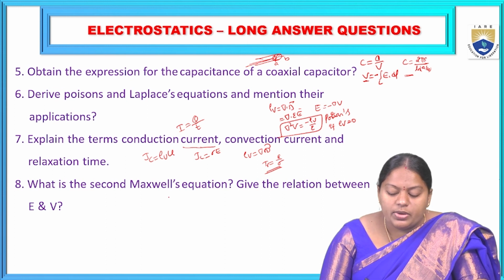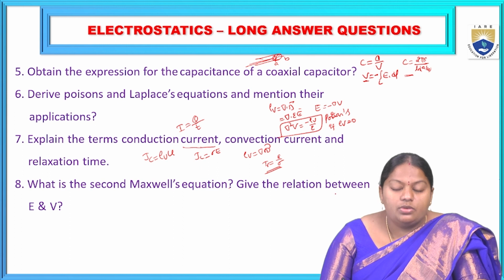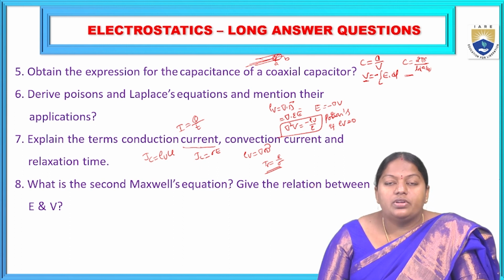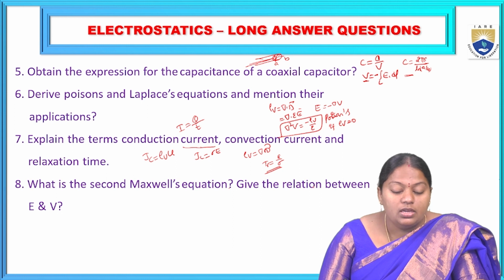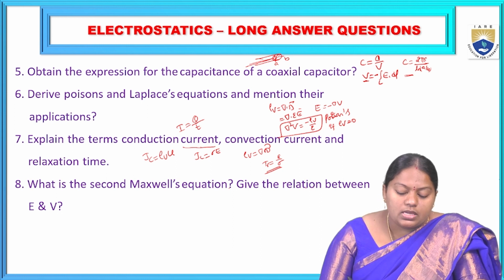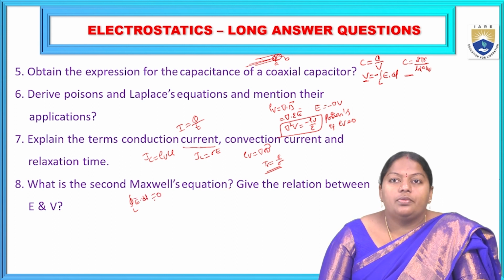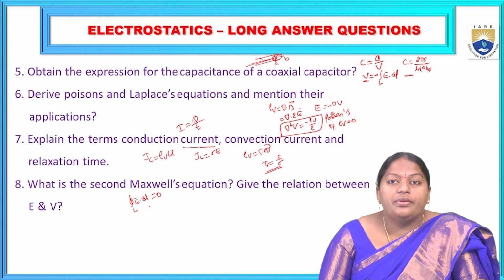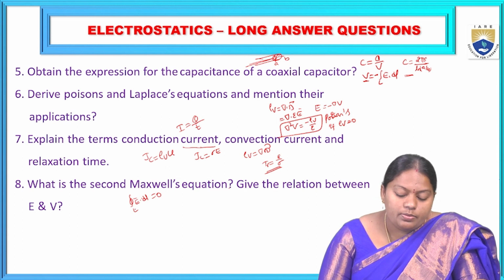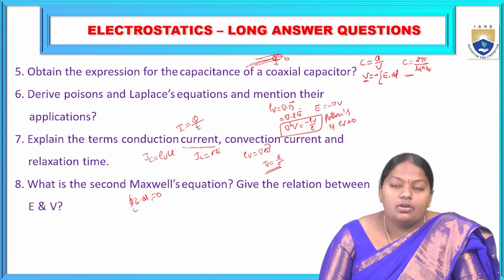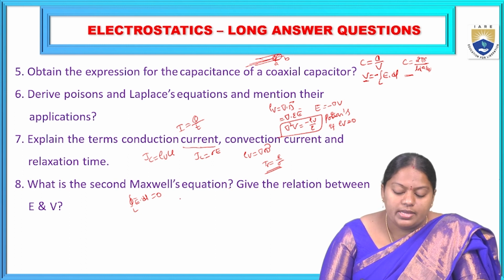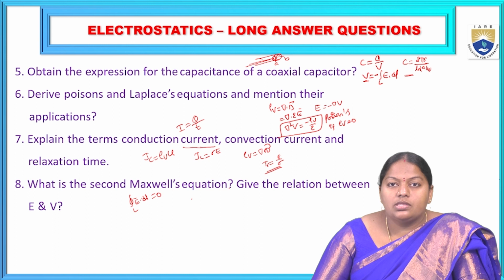Next is, what is the second Maxwell's equation, and give the relation between E and V. E is for electric field intensity and V be the electric potential. So second Maxwell's equation is obtained from the closed line integral of E dot dl equal to 0. According to the conservative nature of the electrostatic field, the closed line integral of E dot dl equal to 0 is called the integral form of the second Maxwell's equation in electrostatic fields.